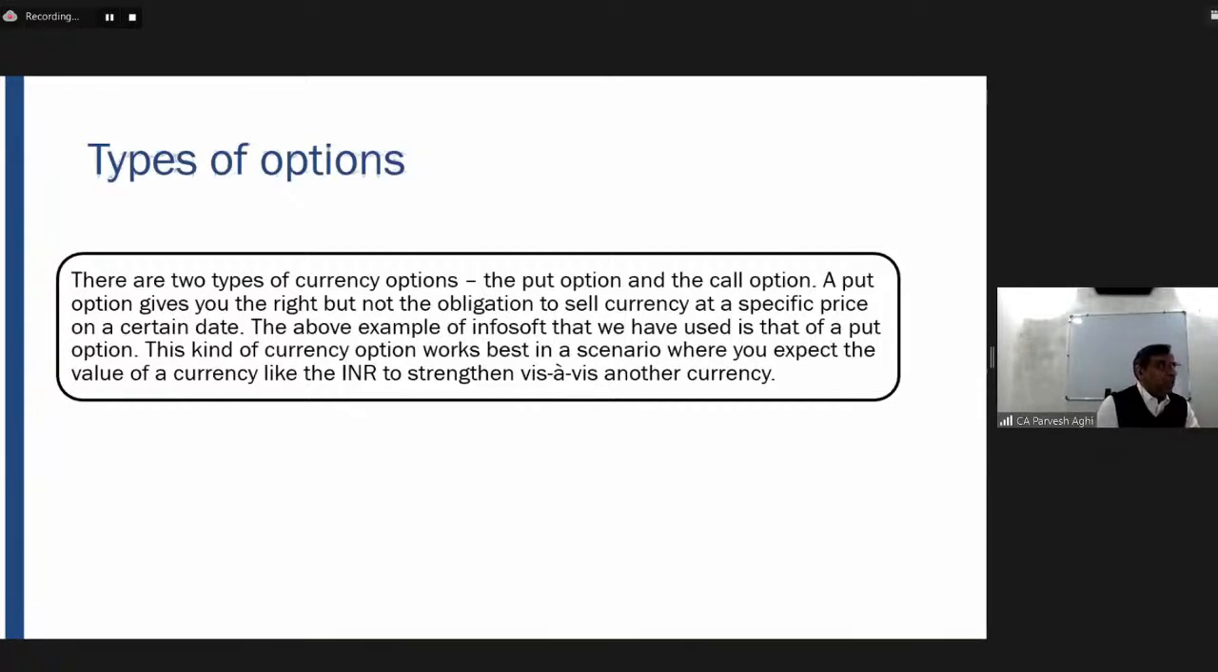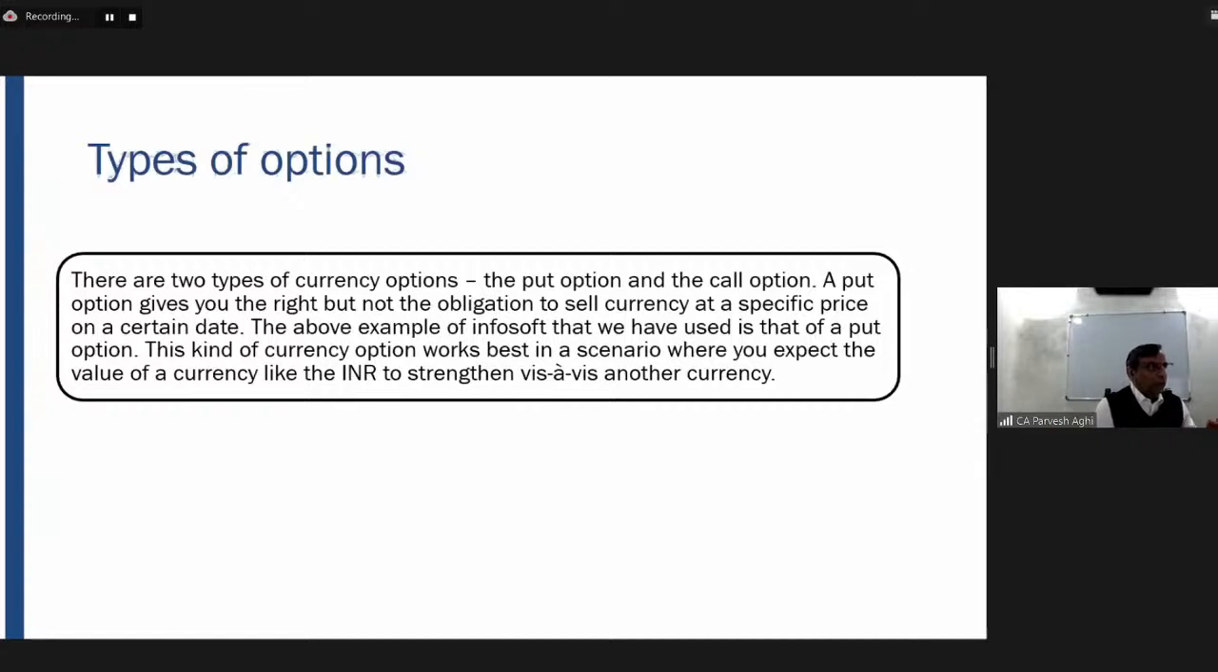This kind of currency option works best in a scenario when you expect the value of a currency like INR to strengthen vis-a-vis another currency. So we'll understand again that there's a call option and a put option. A call option gives you a right to buy a currency, and a put option will give you a right to sell a currency.